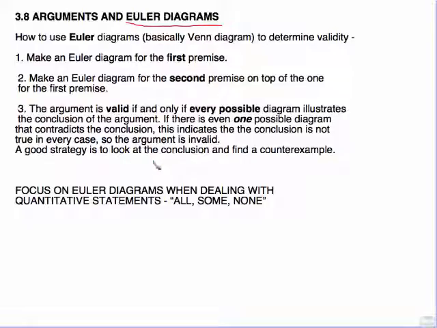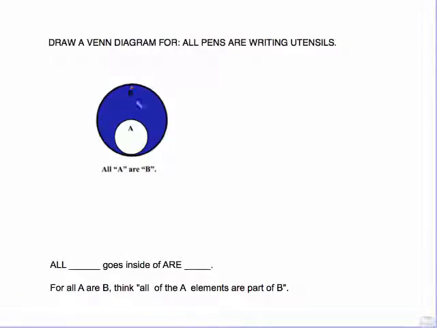And a good strategy is to look at the conclusion and find a counterexample within your diagram. So let's take a look at some examples here. I'll go back and look at just basic Venn diagrams for all, some, and none. This is the Venn diagram for all A are B. All A, that's every element in set A, is contained within the set B. That's all A are B.